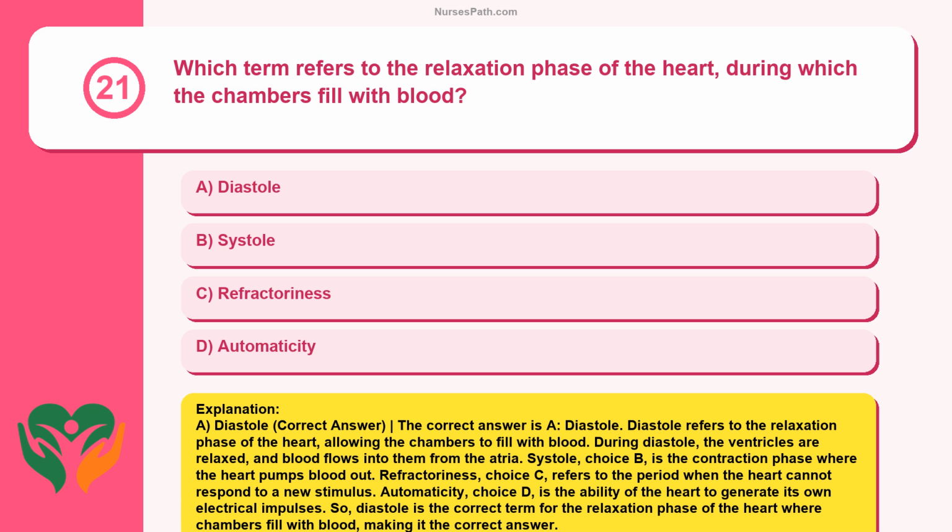Systole, choice B, is the contraction phase where the heart pumps blood out. Refractoriness, choice C, refers to the period when the heart cannot respond to a new stimulus. Automaticity, choice D, is the ability of the heart to generate its own electrical impulses. So, diastole is the correct term for the relaxation phase of the heart where chambers fill with blood, making it the correct answer.